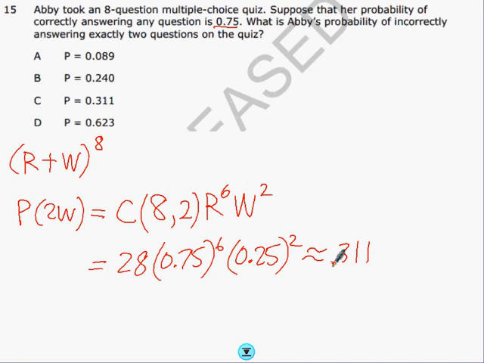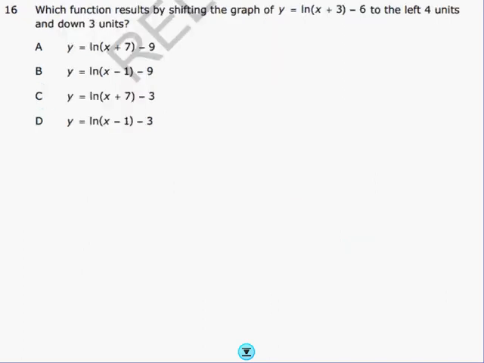Okay, which function results from shifting this 4 units to the left and down 3. Okay, down 3, that's vertical. That happens on the outside. And we just subtract 3 to move it down. Well, minus 6 minus 3 is going to be minus 9. No, it's one of these guys.